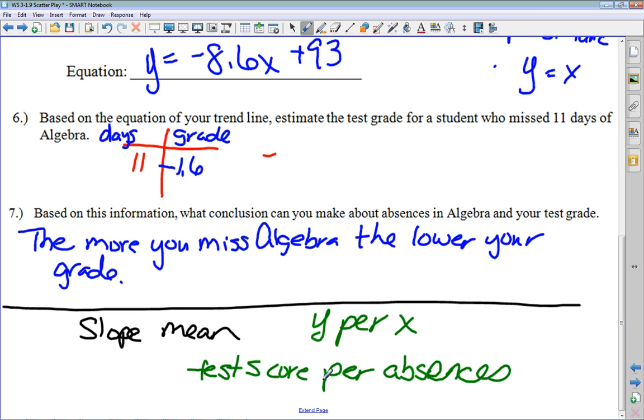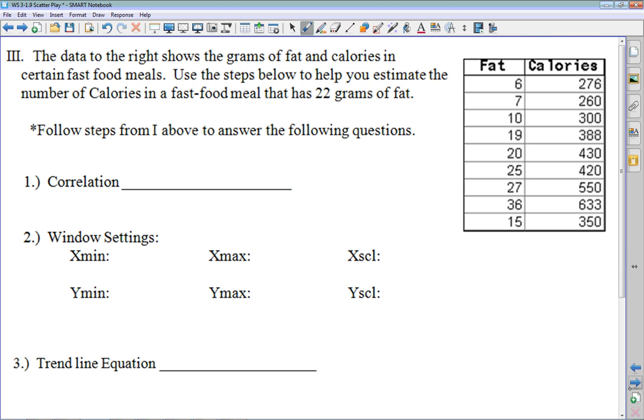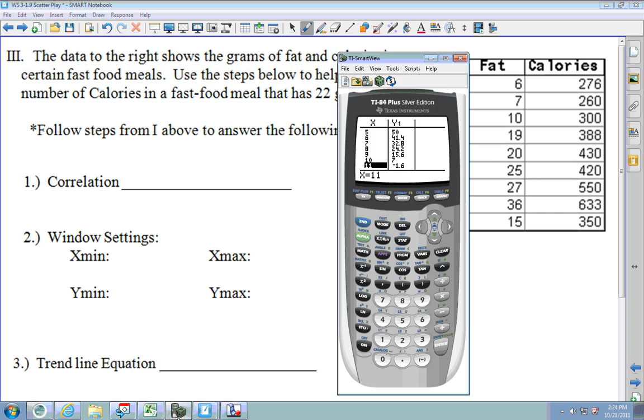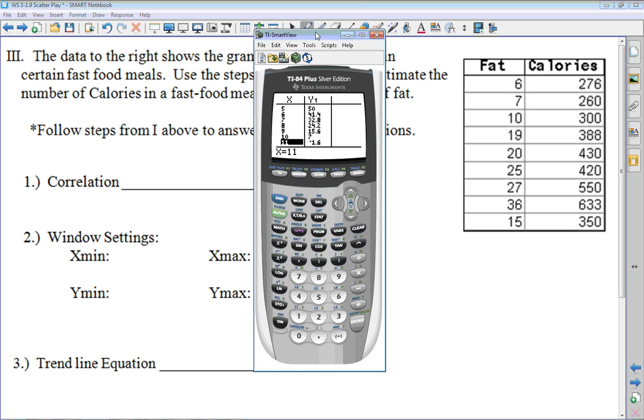Okay. This is just an extra thing. Next, here's another one. It's talking about use the data at the right to show the grams of fat and the calories of certain fast food meals. And it wants you to estimate the number of calories for a fast food meal with 22 grams of fat. So let's go in our calculator. Before we start, remember I told you, clear your memory so you can clear out everything you've done. Second plus 7, 1, 2. Okay, you're going to go to Stat and enter. Put the fat into L1.